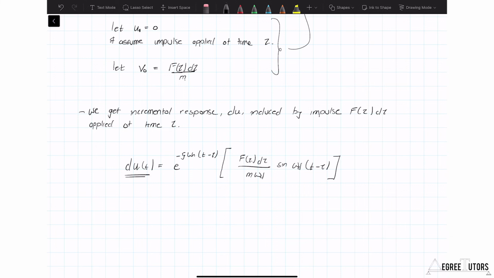So what is this? This is just the response t seconds after the impulse was applied. And anytime we see t minus tau, that's just the time since the impulse was applied. Okay, so we're nearly there.